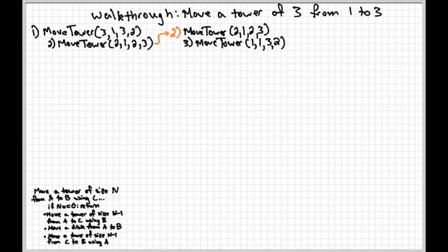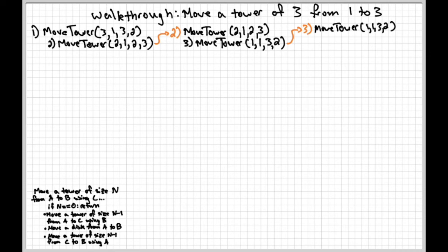So moving a tower of size 2 from 1 to 2 using 3, well, we must first move a tower of size 1 from peg 1 again to peg 3 using peg 2 as an intermediary. So we see the roles of the pegs being reversed. We see the tower shrinking. This is all good. Once again, we're going to recurse. We're going to break this down a little bit further.